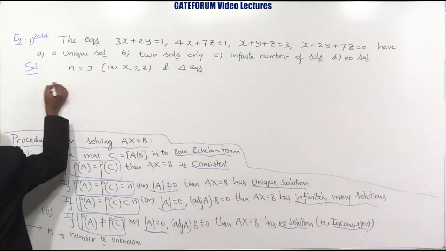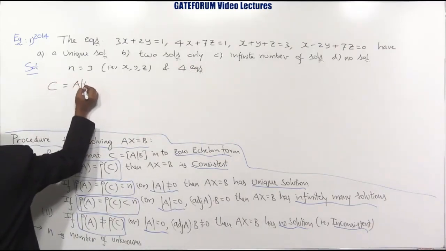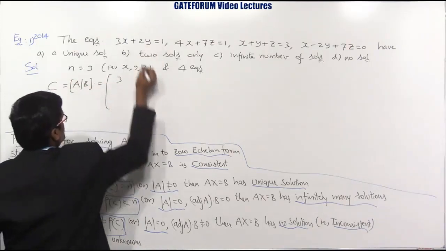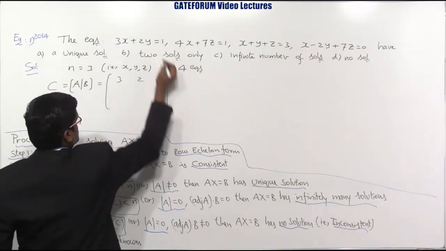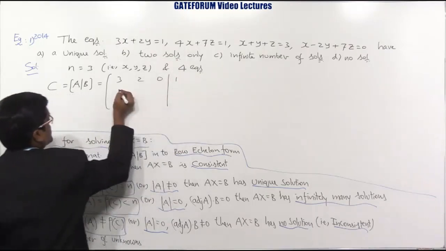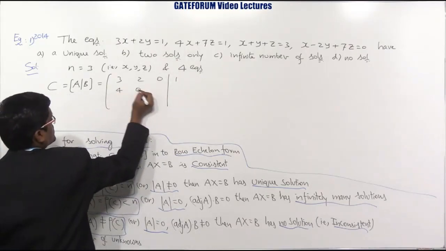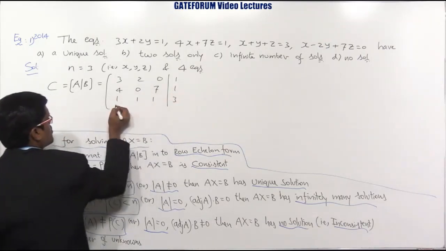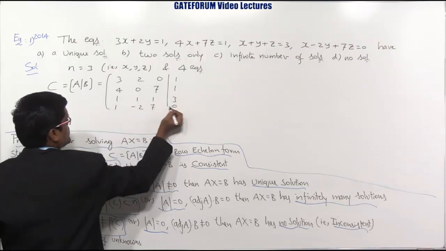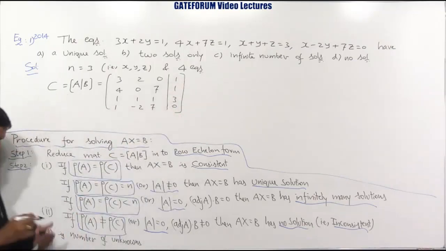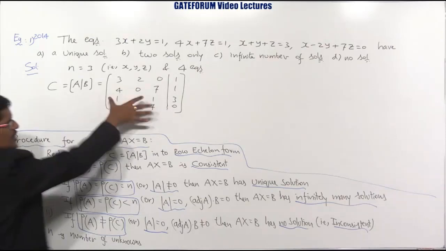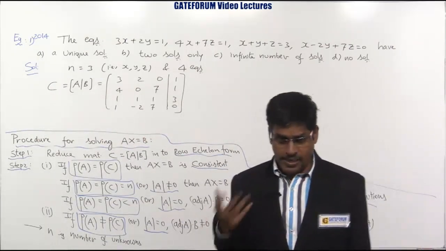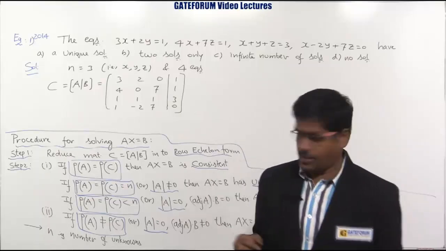Now, the first step is writing the augmented matrix A|B, the combined matrices of A and B, which is nothing but: 3, 2, z is absent so 0, and the last right hand side element is 1. Next, second equation: 4, y is absent so 0, 7, 1. Third equation, all are present: 1, 1, 1, 3. Fourth equation: 1, minus 2, 7, 0. This is the beginning of step 1. We have to reduce this matrix into row echelon form. I hope that everyone well remembered and is following each and every step.